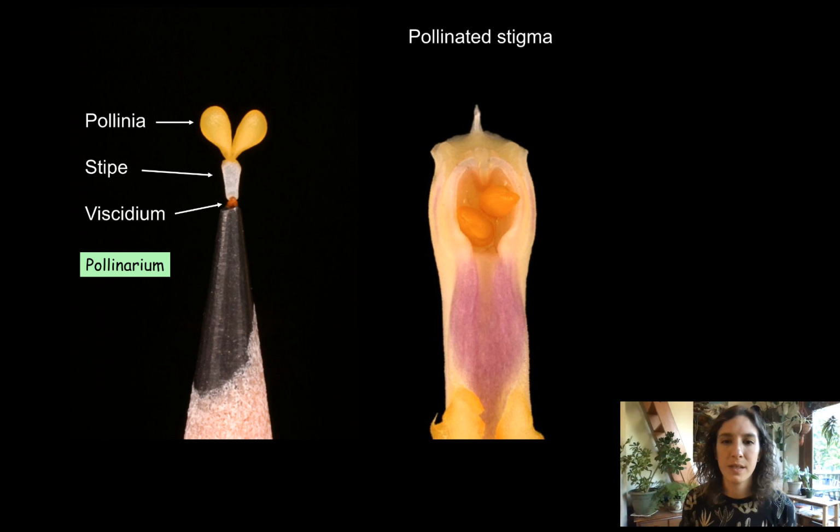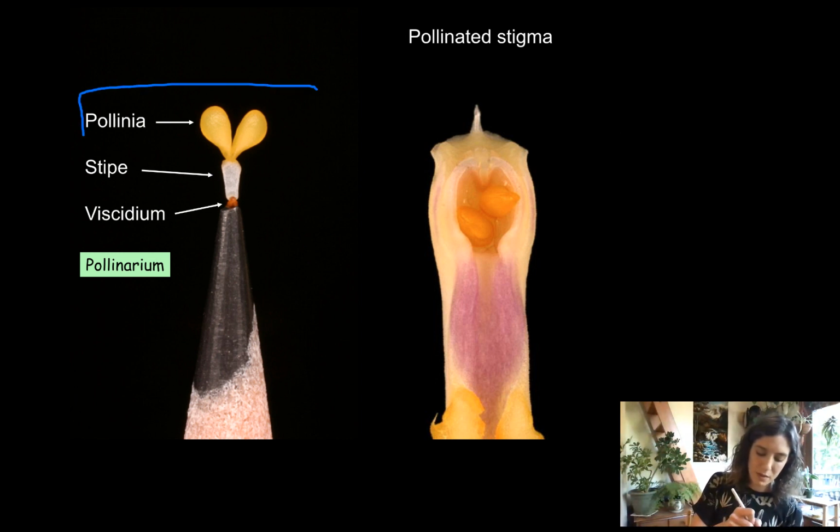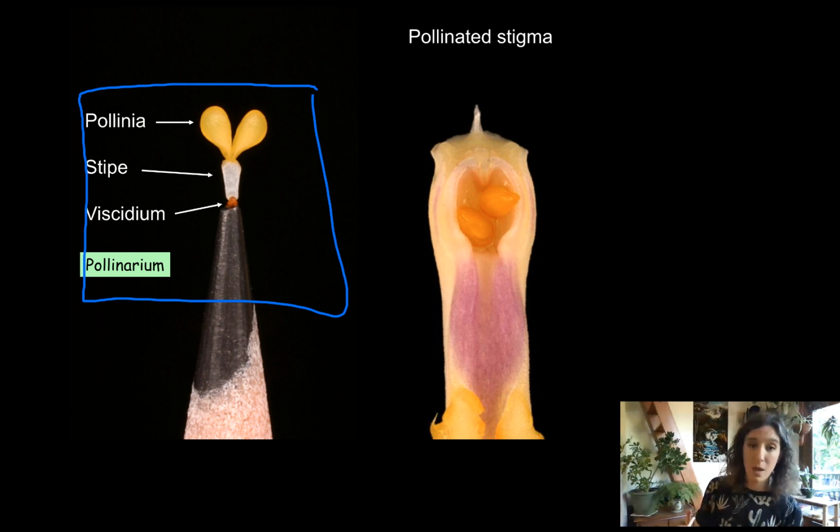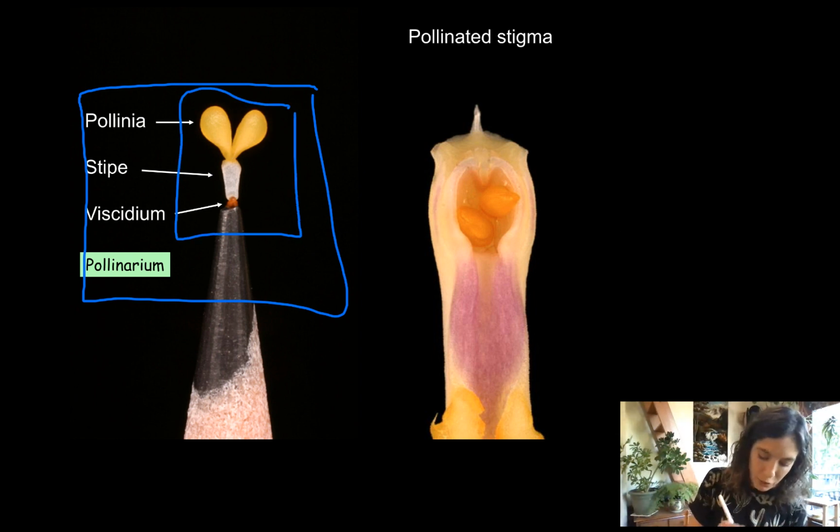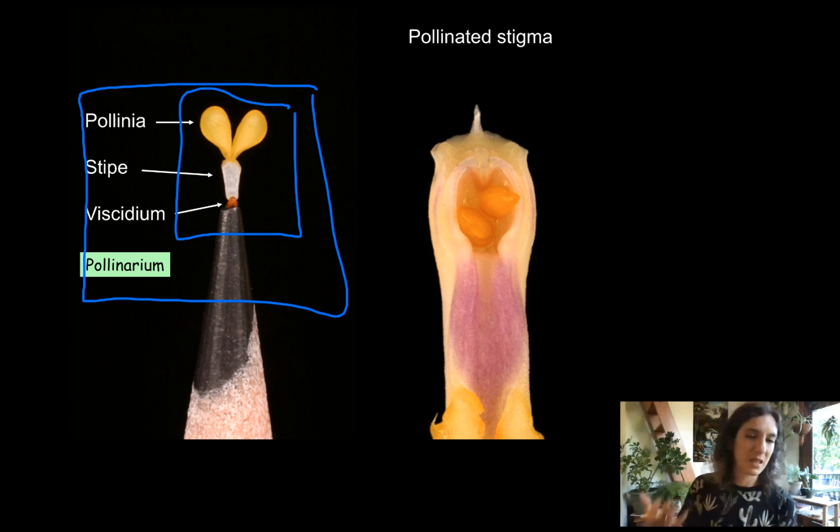And what we see next is if we were to remove the stamen, which is just this whole structure right here, we see that this group of plants, orchids, don't just release pollen grains. Instead, they put all of their pollen grains into this one sac, or really two sacs. Here is one pollinium, and here's the other pollinium. The plural is pollinia. And this whole structure here, including the stipe and the viscidium, is the pollinarium. That's the difference between those two words.